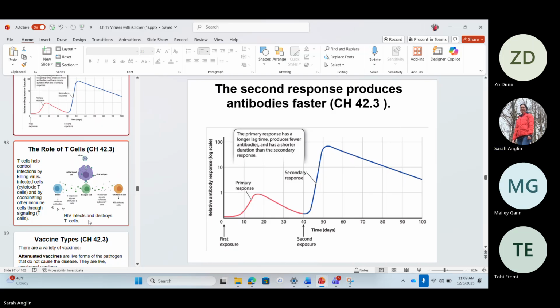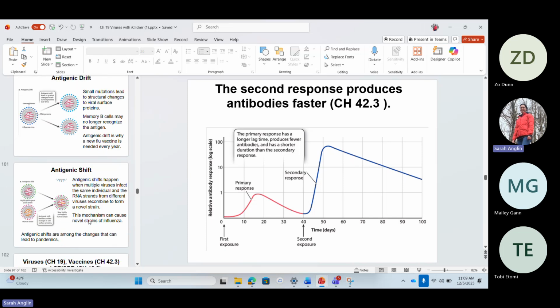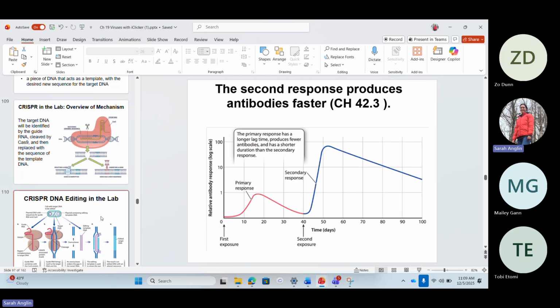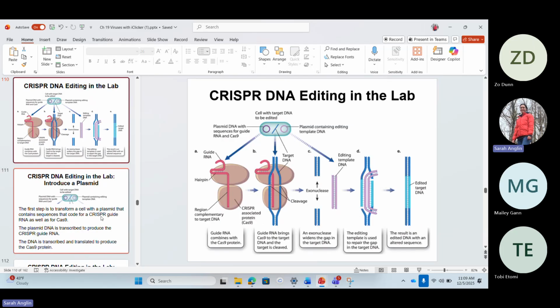All right. On to CRISPR. What do you need to know? Okay, let's talk about here. What do you need to know about CRISPR?